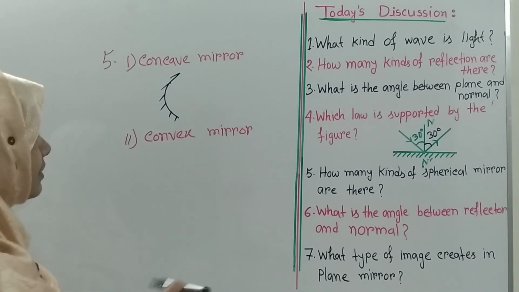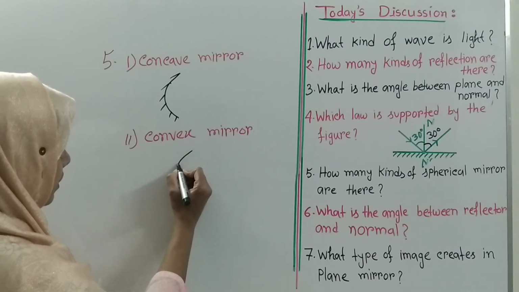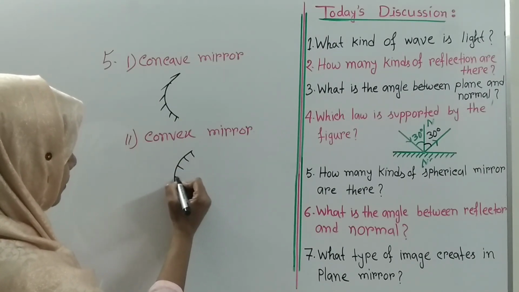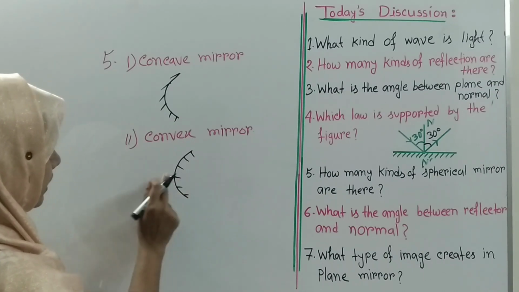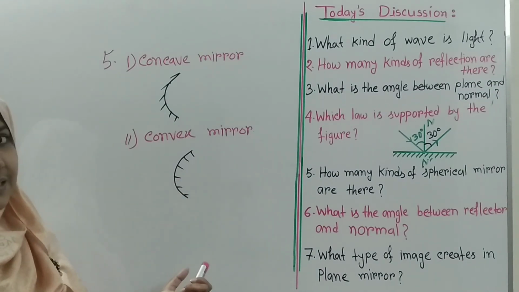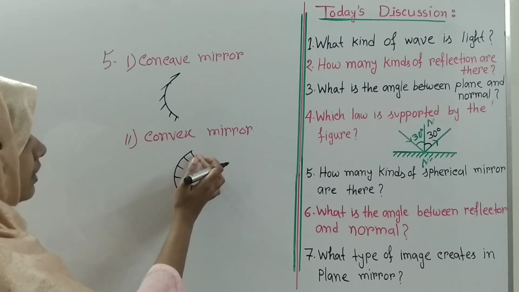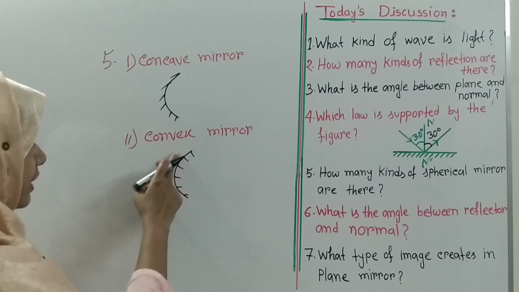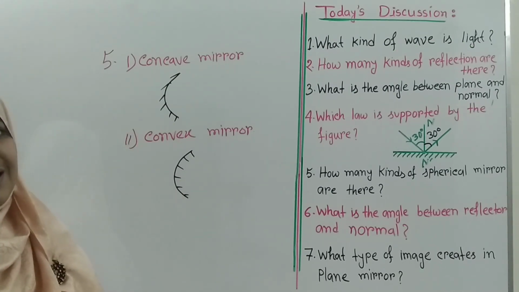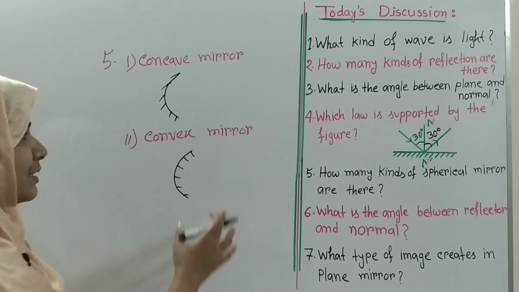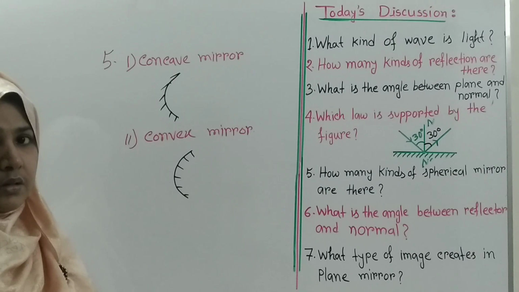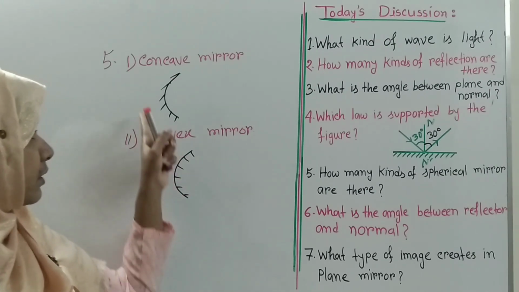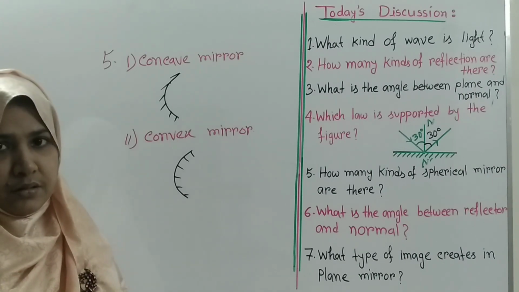Convex mirror means if the convex part of a sphere acts like a reflector. Here you can see that in this case silvering is done on the concave part. That means this convex part of a sphere acts like a mirror, and this is known as the convex mirror. So there are two types of spherical mirror, one is concave, another one is convex.